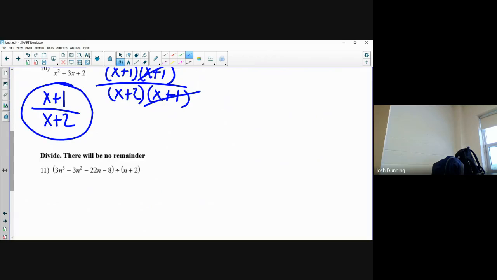Eleven divide, there will be no remainder. So let's see. So we're dividing by a binomial. That means my first part of my answer has to go here in 2 terms. And you want to make n match 3n cubed. So we'll multiply it by 3n squared. Don't forget to distribute 3 times 2, 6n squared.